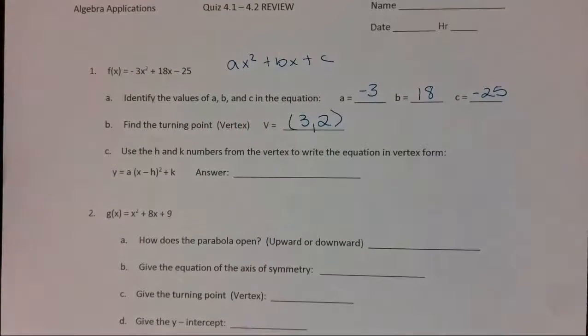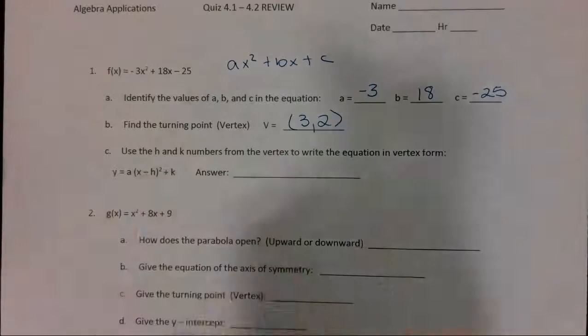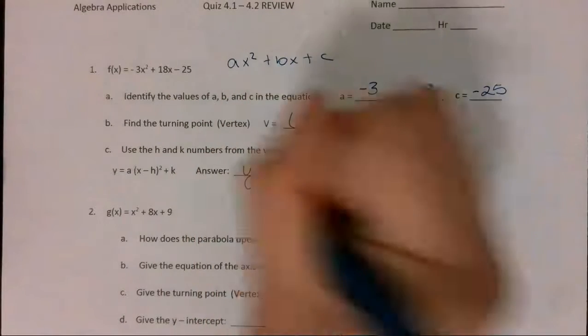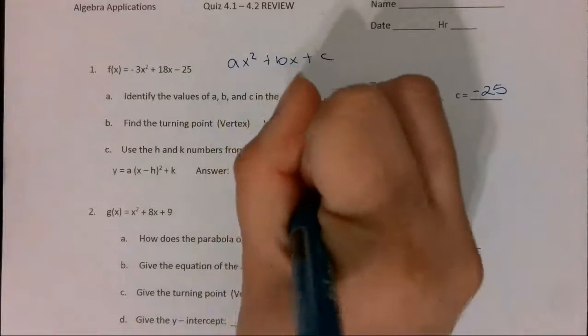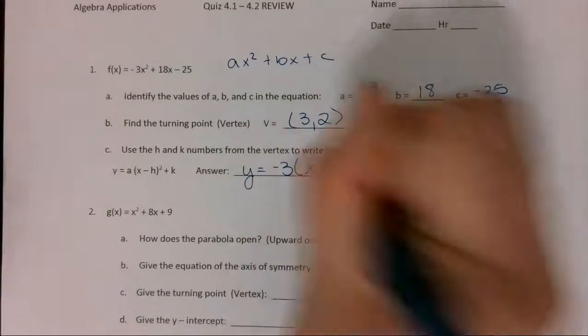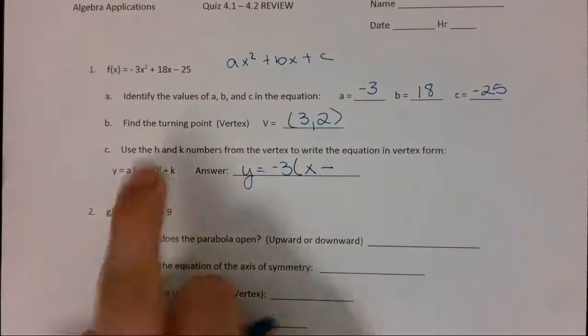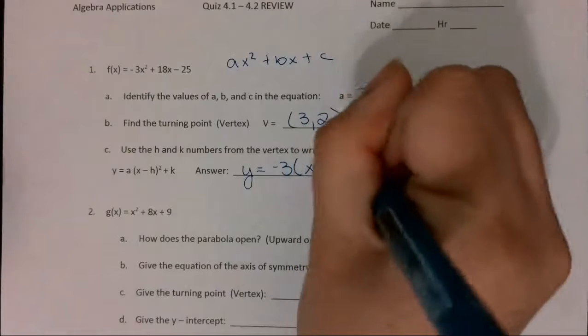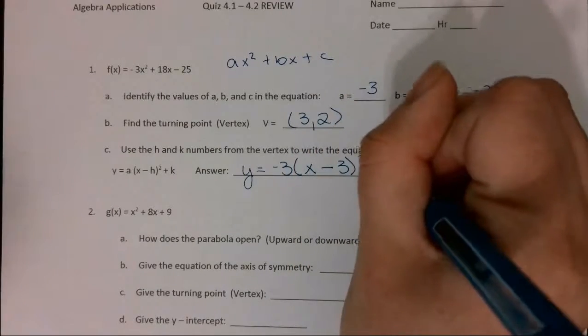Okay. It wants me to use my h and k numbers from the vertex to write the equation in vertex form. Also notice it includes the a value. So I'm going to have y equals, my a value is -3, parentheses x minus, because the minus is from the formula, 3 squared plus my k value, which was 2.